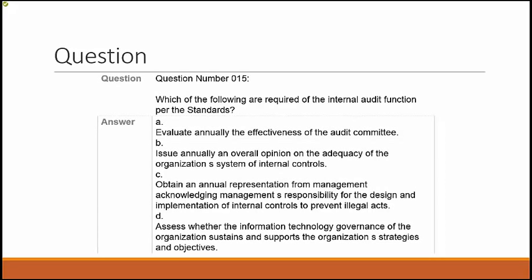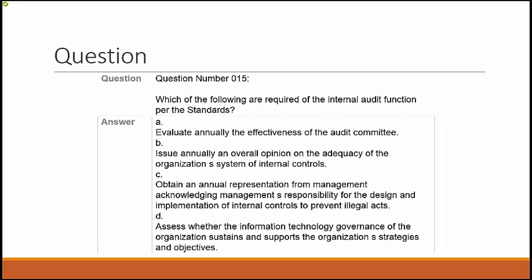Internal audit is looking at the effectiveness and efficiency of specific processes, but we're not providing any type of guidance or overall opinion related to internal control. C, obtain an annual representation from management acknowledging management's responsibility for the design and implementation of internal controls to prevent illegal acts. Well, that representation is describing a relationship between management and the external auditors, but it's certainly something that we would not be doing as an internal auditor.